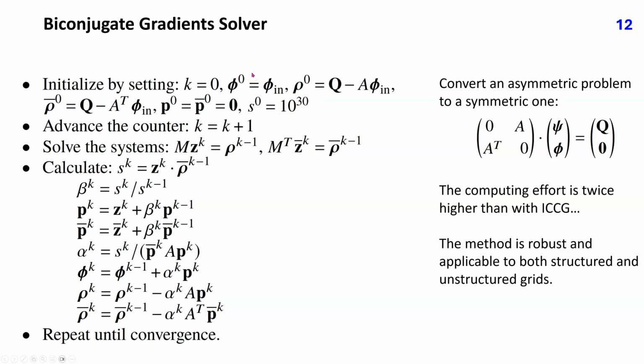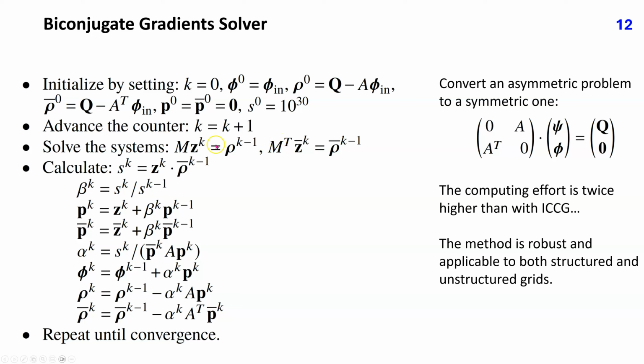The solution process is started by initiating the solution with phi initial, computing the initial residual vector ρ0 and ρ0 bar, and setting the search vector p0 and p0 bar to 0, and s0 to a large number, say 10^30. We then advance the iteration counter by 1 and solve system matrix M times vector z equal residual vector from the previous iteration, and similarly with the transpose. M is the iteration matrix which depends on preconditioning.